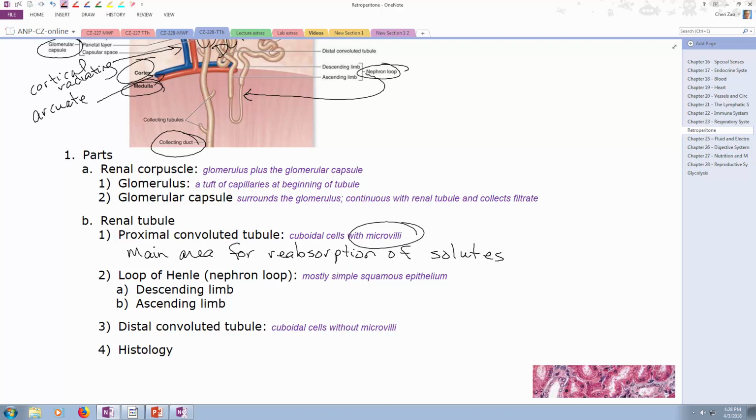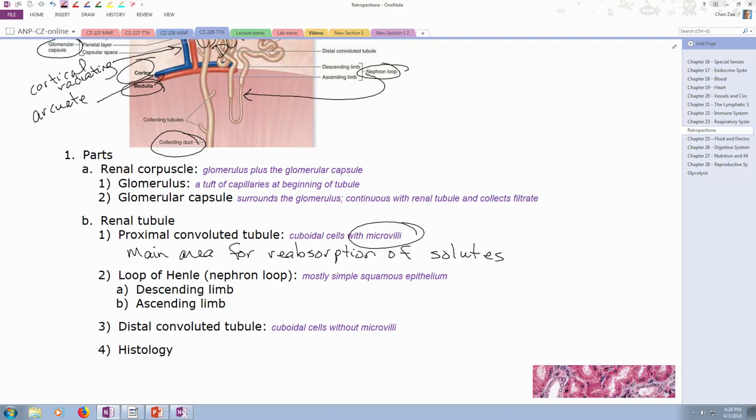Well, when we reabsorb solutes, what always follows solutes? Water. So also main area for reabsorption of water. And what's absolutely fascinating, these little nephrons, 1 million per kidney, actually make 180 liters a day of filtrate.